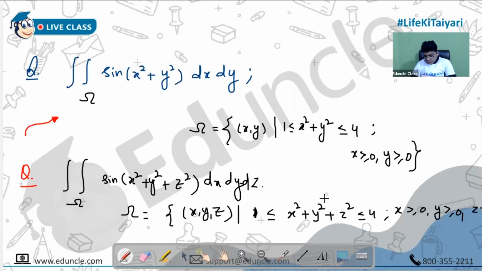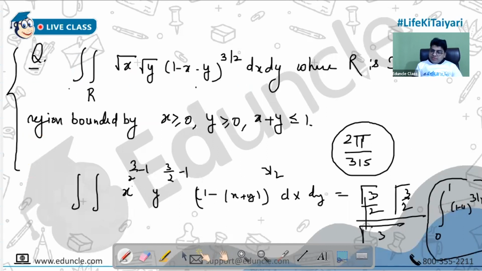Done? Yes. Any doubt? No doubt. So till now the problems are clear in the double integrals. Now our problem is of surface and volume. The main problem is surface and volume. Done. So students, we are going to start the surface. The main important problem is surface and volume.